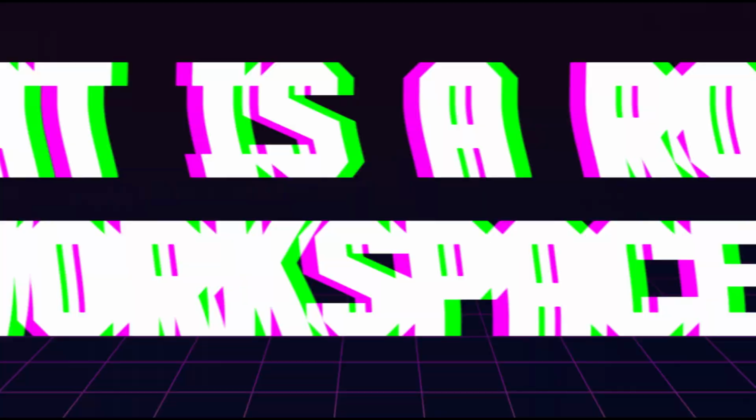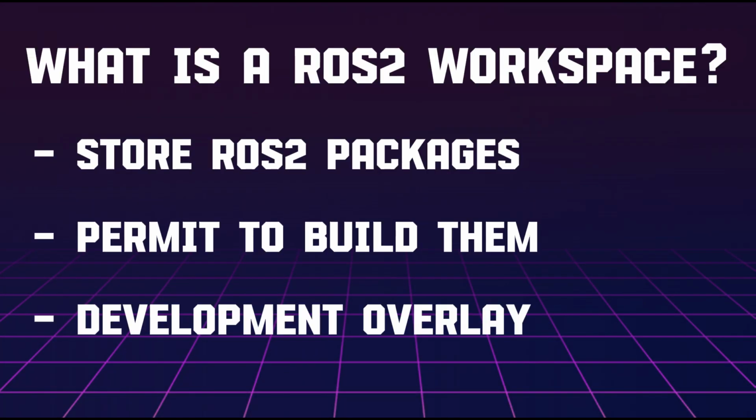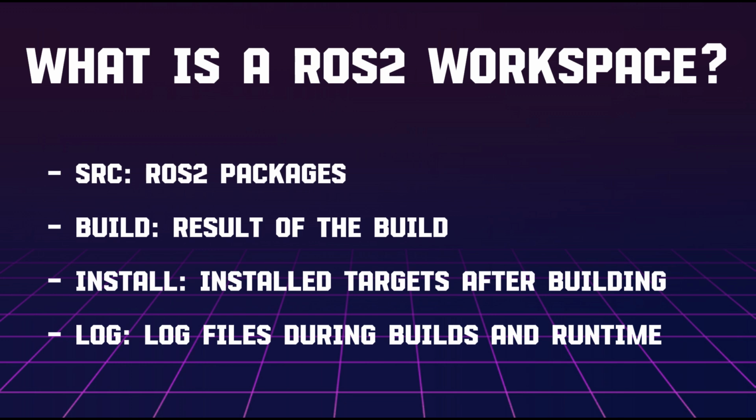First of all, what is a ROS2 workspace? A ROS2 workspace is the directory where you develop, build, and manage ROS2 packages. It typically contains the following subdirectories: src, where you will add your ROS2 packages; build, which contains the result of the build; install, where all install targets are saved after building; and the logs directory, which contains the log files generated during the build and runtime. The directories build, install, and logs are generated after the build of the workspace.